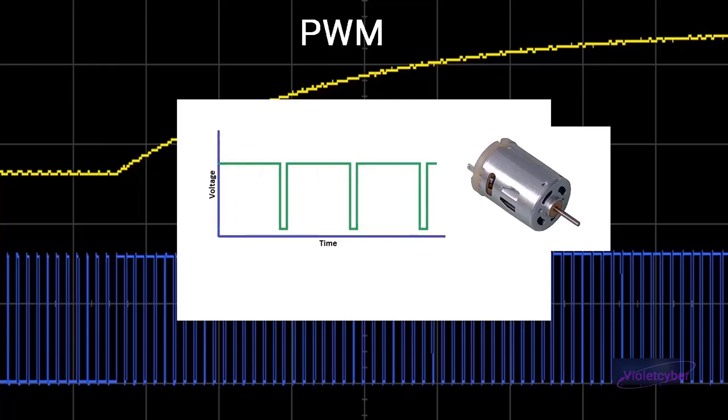It can also be said that pulse width modulation, or PWM, is a digital method that can provide precise and accurate control over analog devices.